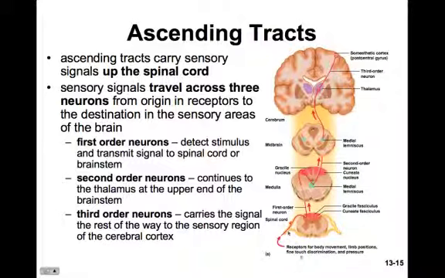The first-order neuron detecting the stimulus and carrying the information into the spinal cord. The second-order neuron then continues up into the thalamus. And then the third-order neuron will carry the signal from the thalamus to the cortex. So each of the ascending tracts that we explore here will have these same 3 neurons bringing information in from the periphery up to the brain.